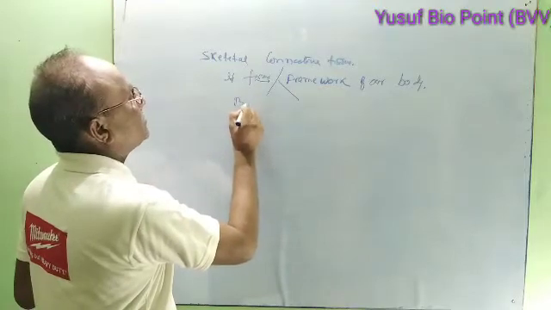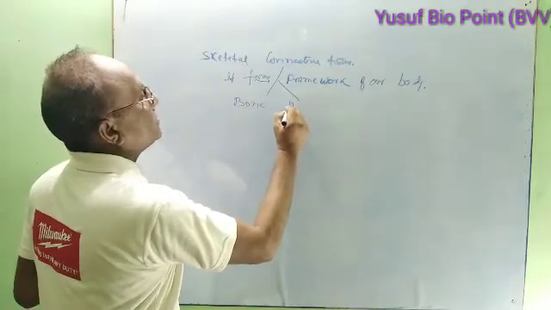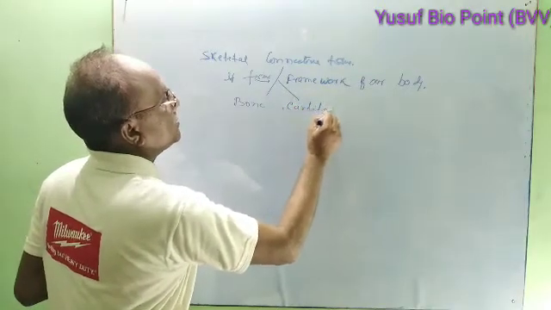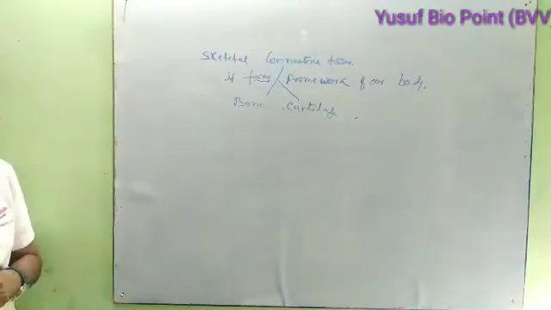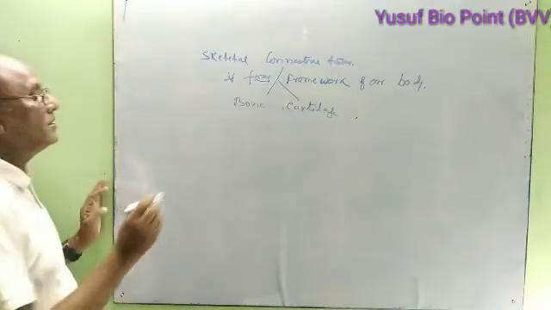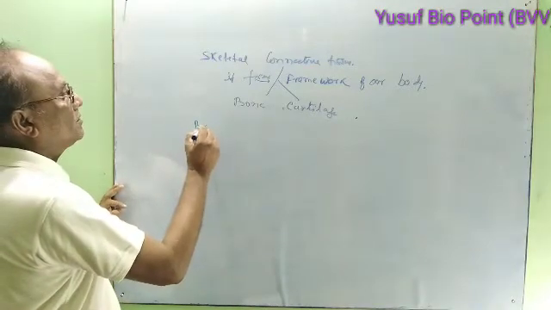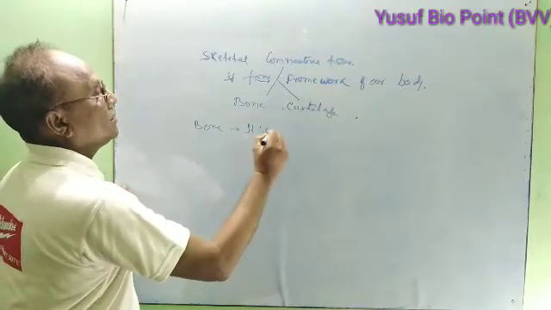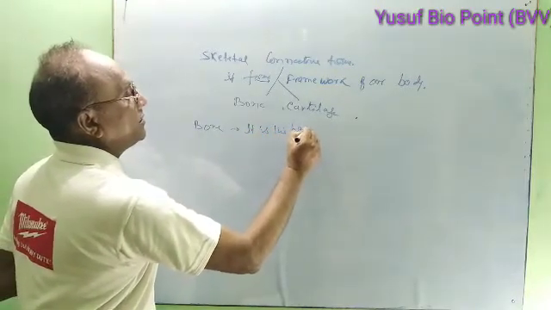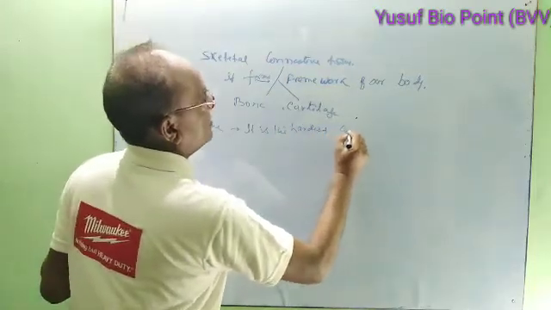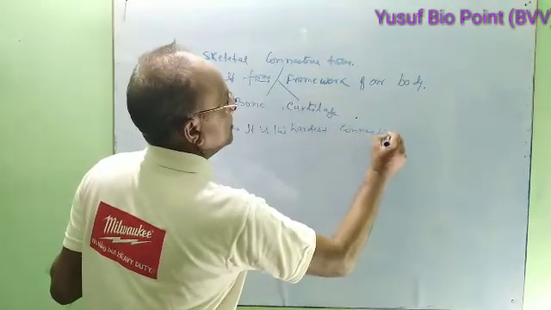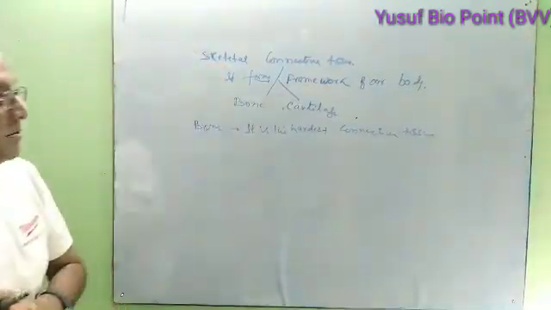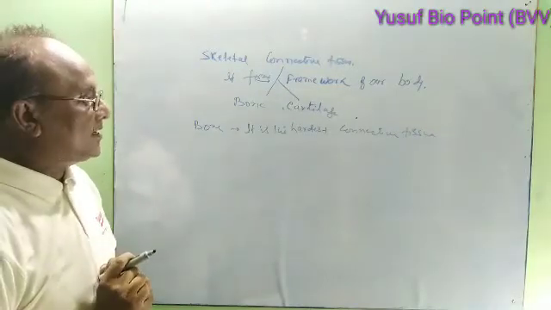One is bone, next one is cartilage. Bone and cartilage. Bone is the hardest connective tissue of the body.